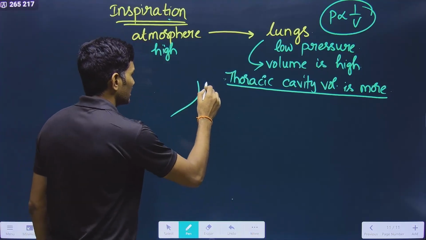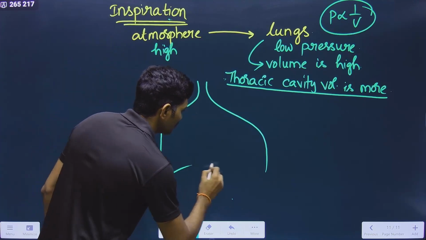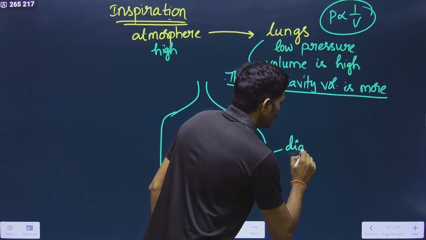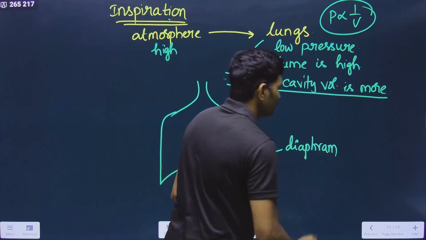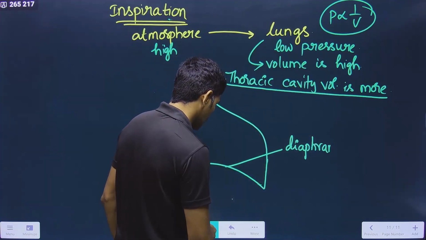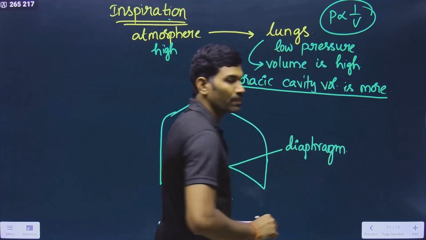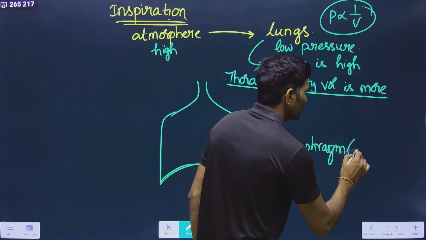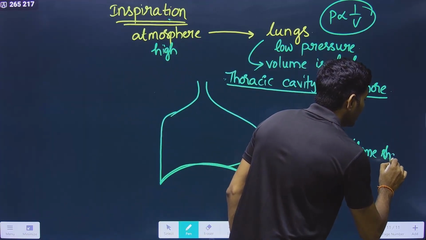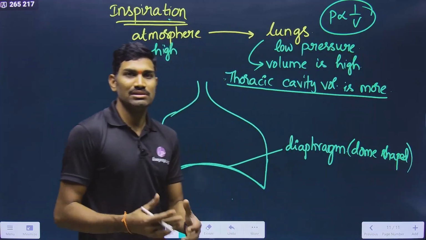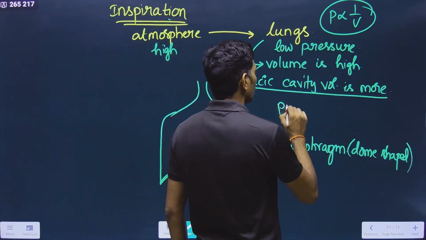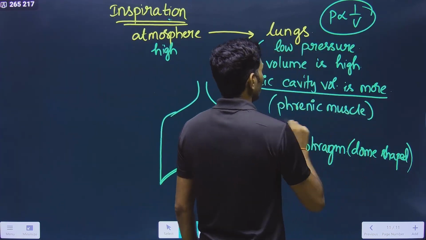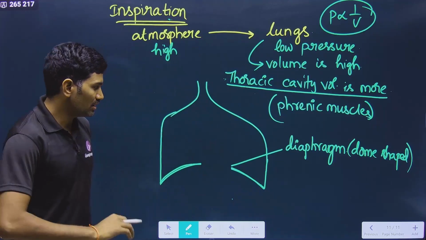First, let us observe this thoracic cavity. What is the first important point? The first important point is the diaphragm. Generally we say it is a dome-shaped diaphragm. The diaphragm is entirely a muscle, and the muscles of the diaphragm are called phrenic muscles. Understood or not?